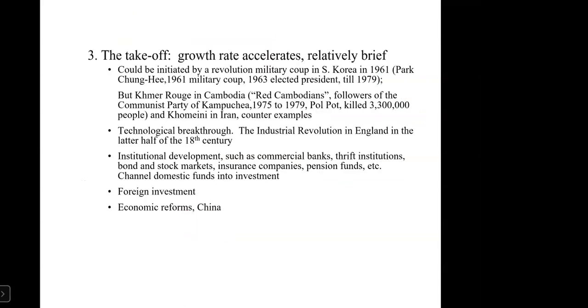Now we have takeoff. In this takeoff period, the third stage, the growth rate starts to accelerate. This period is relatively brief, maybe 10 or 20 years. Takeoff can be triggered by different events. It can be initiated by a revolution, like in South Korea, but it's not always the case. The counterexample is Cambodia. They also had a revolution, but instead of takeoff, they went into overlay.